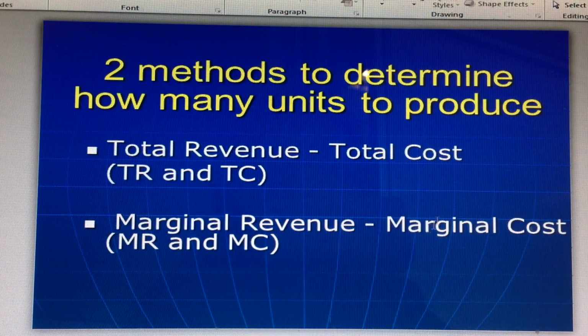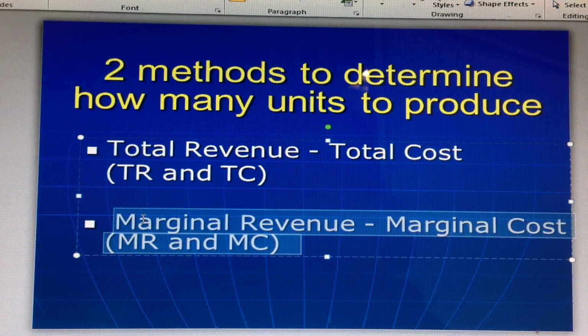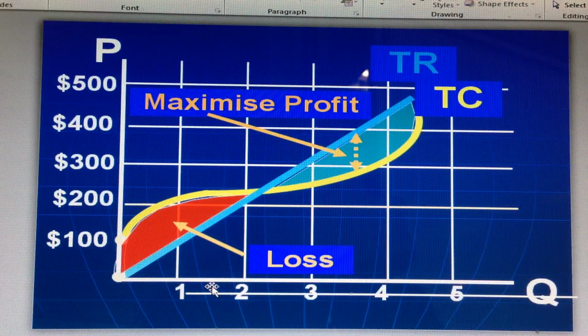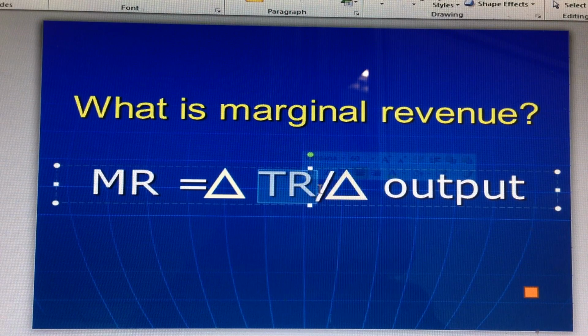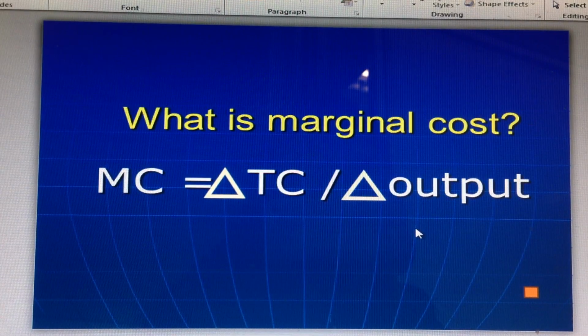Now, we can go back to another way of determining how many units to produce. This is the marginal revenue minus marginal cost concept. Remember, the word marginal means the additional one. The marginal revenue formula is the change in total revenue divided by the change in output. So when you compute, you can get something.